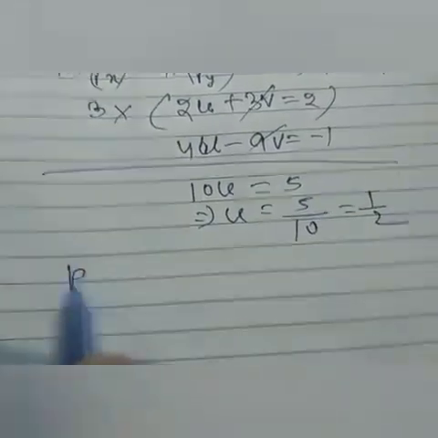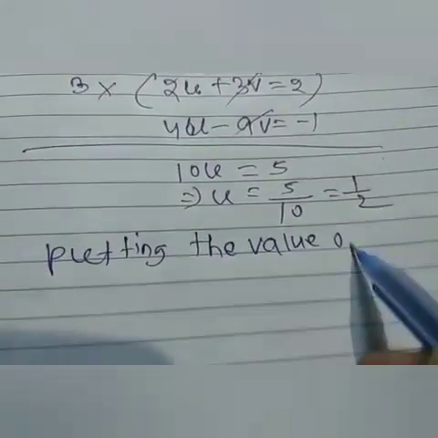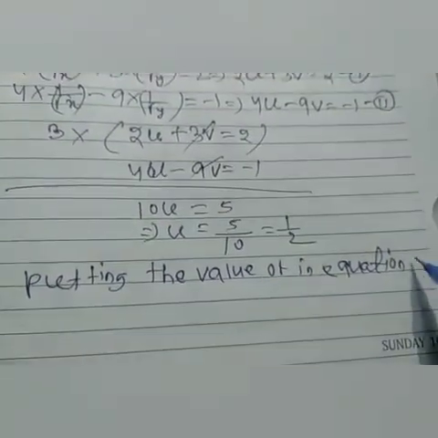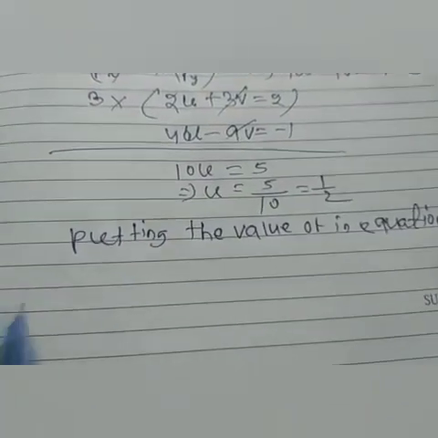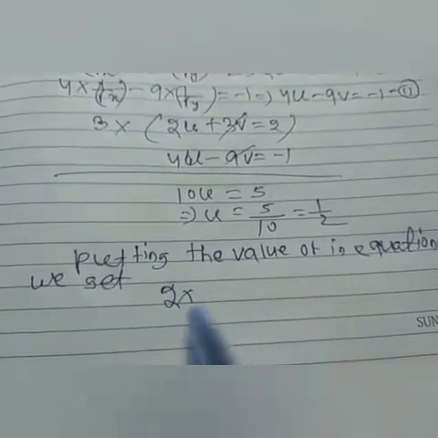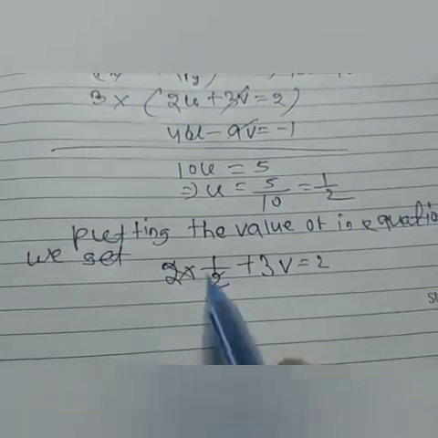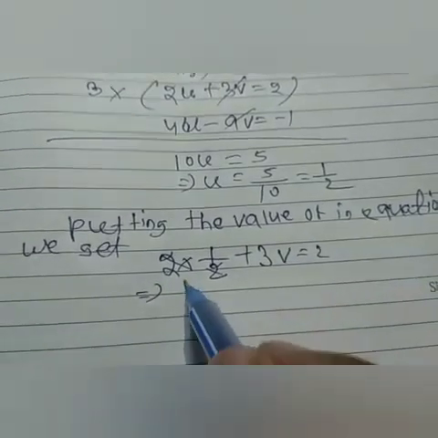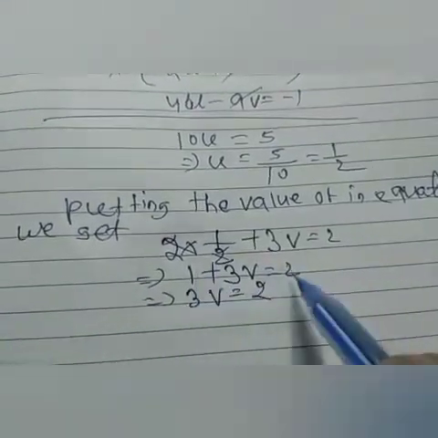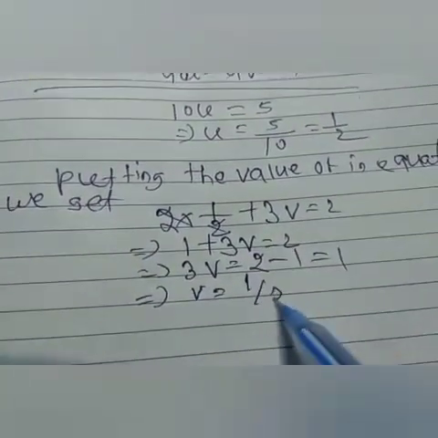Then putting the value of u in equation 1, we get 2 into u as 1 by 2 plus 3v equals 2. 2 cancels. Then 1 plus 3v equals 2. 3v equals 2, 1 goes to the right hand side, becomes minus 1. 2 minus 1 is 1. v equals 1 by 3.